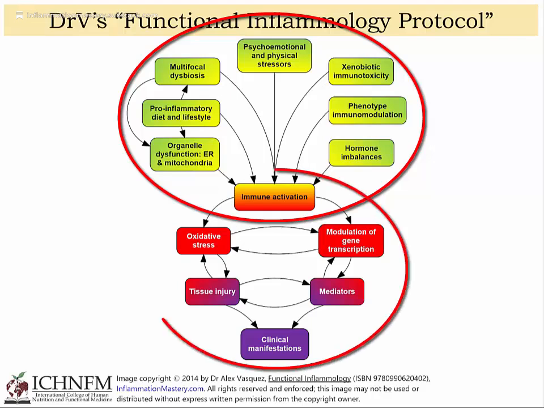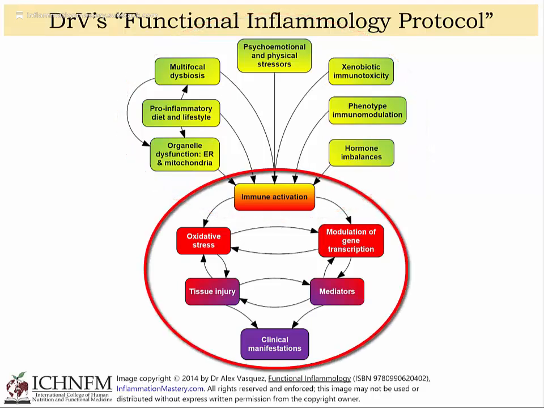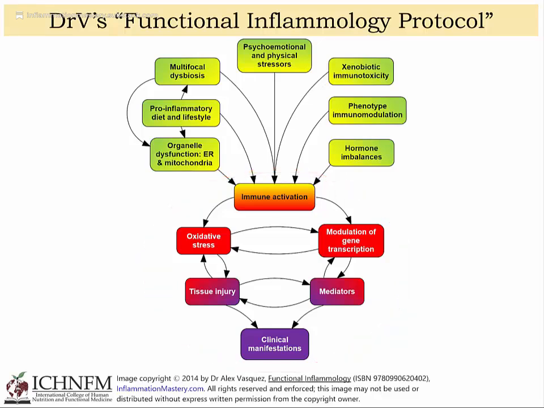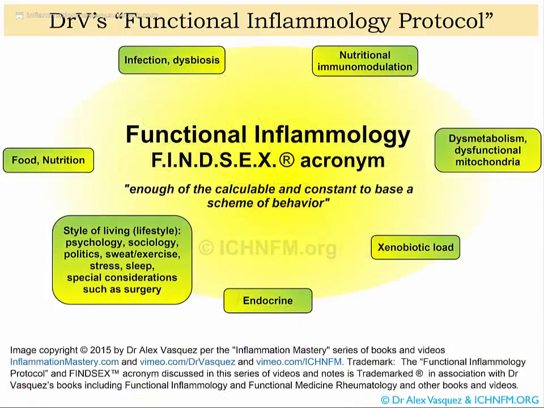All of these factors can feed into immune activation, which trickles downstream, as we might say, into oxidative stress, modulation of gene transcription, tissue injury, the production of inflammatory mediators, all of which segue into the development of the clinical manifestations. And of course, that is what we chiefly have to manage. But the farther upstream we go, the greater chance we have of actually alleviating and curing many of these disorders of sustained inflammation.